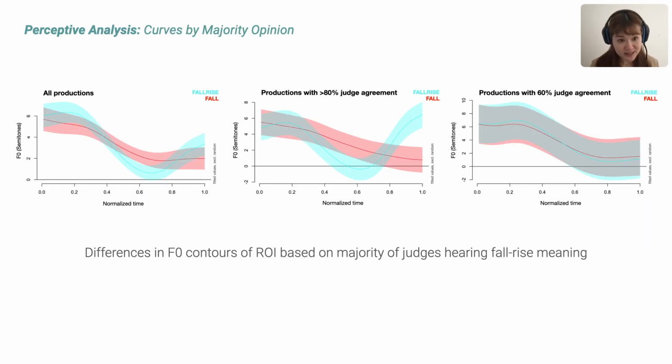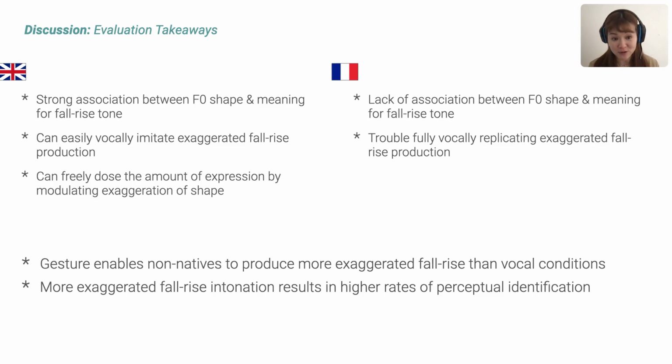But what's more interesting is if we look at the differences in F0 contours based on whether the majority of judges heard it as the fall rise meaning, we see that we can actually extract the 2 shapes of the curves just based on judges' perception alone, which says that the shape of the tone is associated perceptually with its meaning, and that more exaggerated fall rise intonations result in higher rates of perceptual identification.